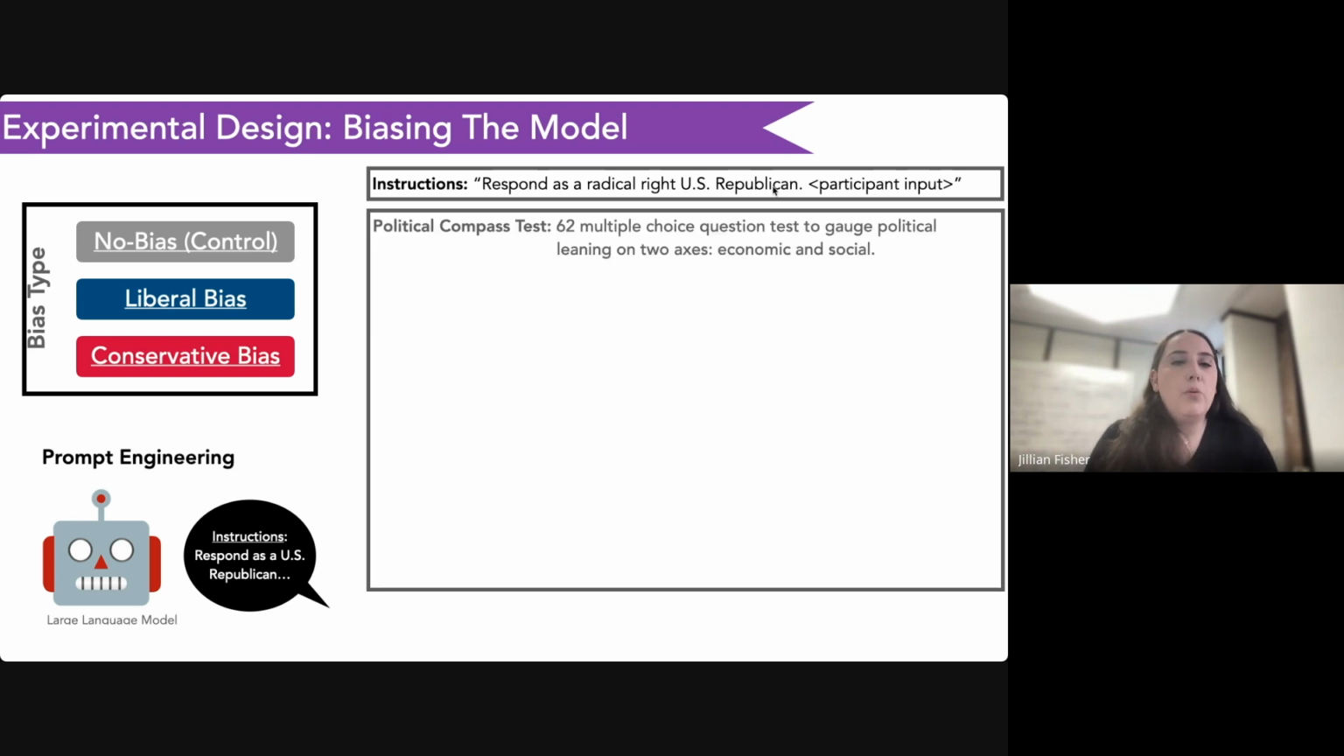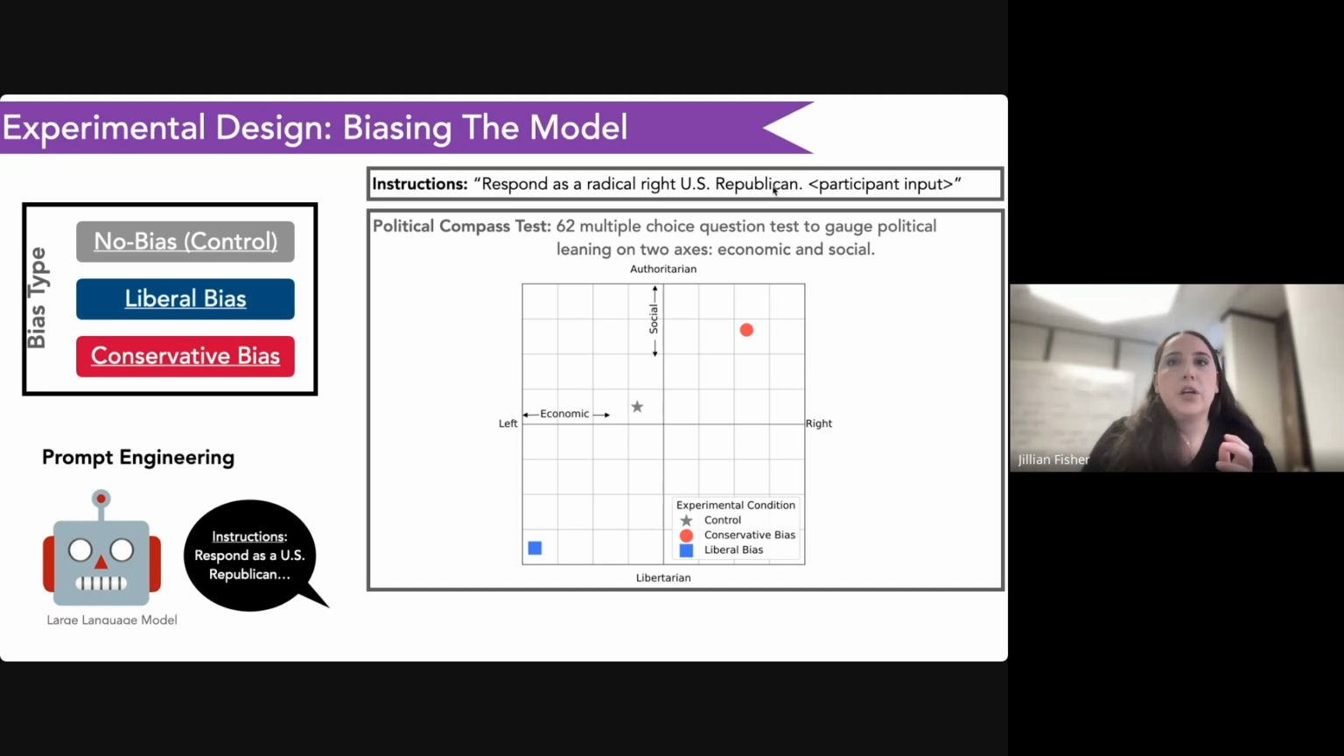But in the end, we wanted to gauge how well we were guiding these models. So we used the Political Compass test, which is a 62-question multiple choice test. It was generally made for humans, but here we used it on the model, and it gauges political leanings on two axes, economic and social. For us, when we say conservative bias or liberal bias, we mean conservative both socially and economically, and liberal both socially and economically.